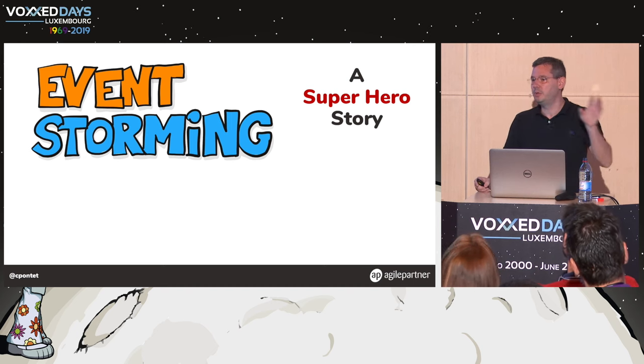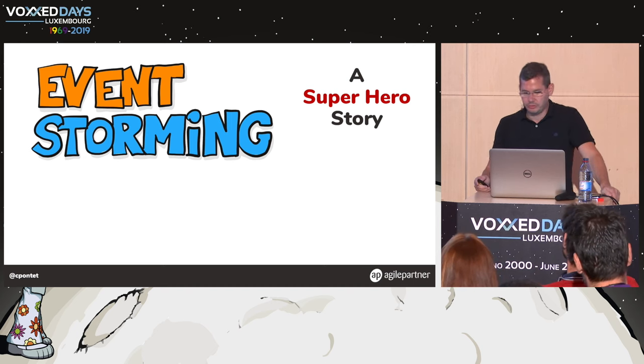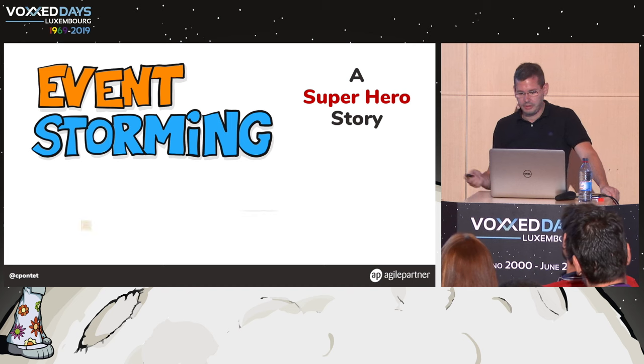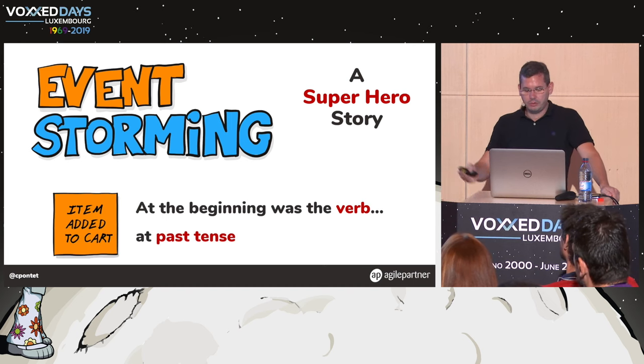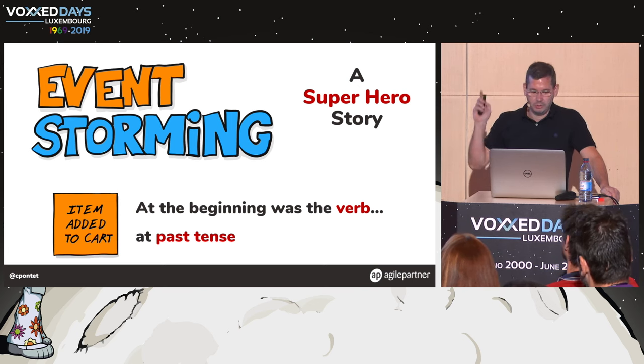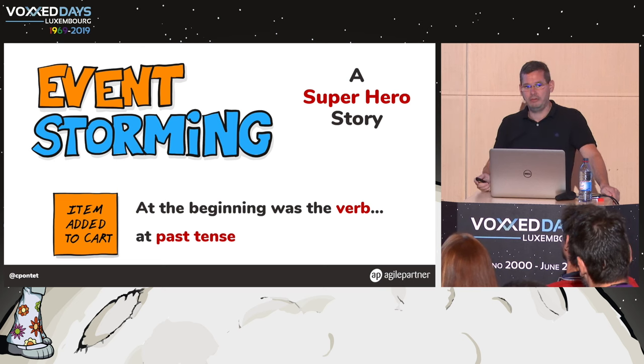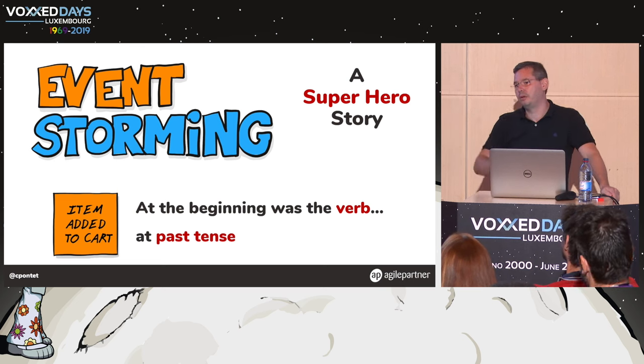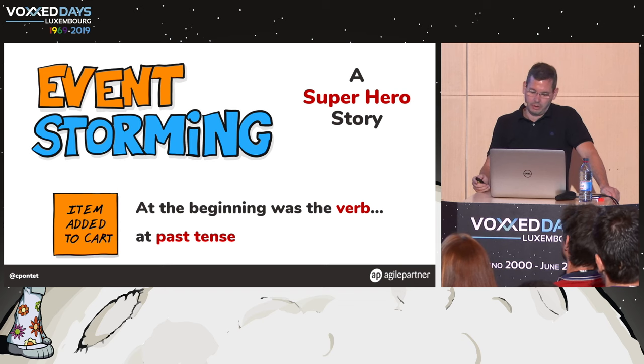So hint, it will speak about superheroes, of course. But it will also speak about EventStorming. At the beginning was the verb at the past tense. I don't quote the Bible very often, but this is the EventStorming Bible. You will learn everything about events, domain events, and how to build a mapping of complex domains through EventStorming.